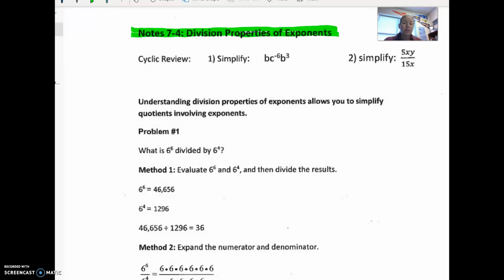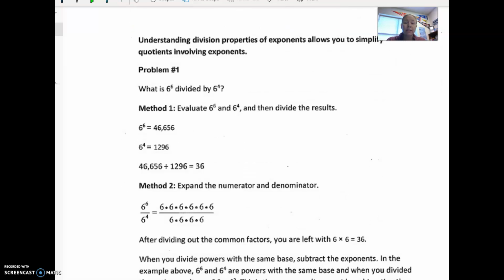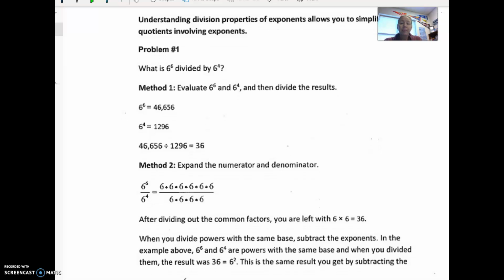So if we look here at this first method that's shown to us in the notes, one way to say what is 6 to the 6th divided by 6 to the 4th is to evaluate what each of those equal and then divide the results. So we could change both of those to their actual answer and then divide them. So we end up with 36 for our answer.